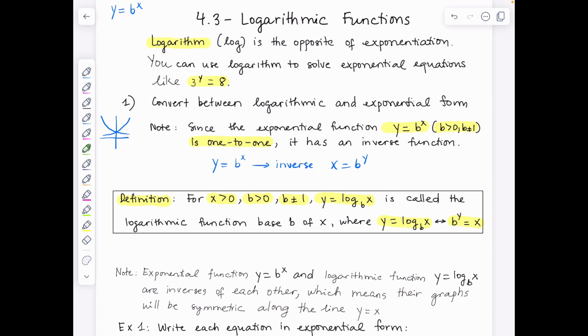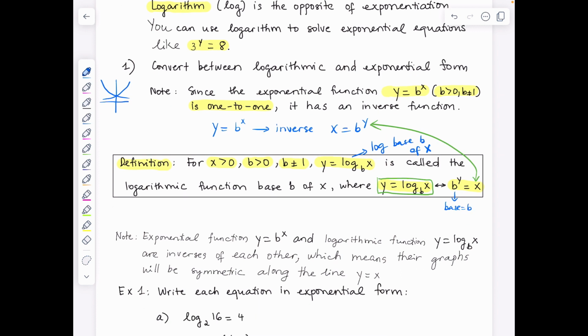So note here, b to the y equals x is the inverse function of the exponential function y equals b to the x, as we just mentioned. And we're saying that this function is equivalent to this log function y equals log base b of x. You would read this as log base b of x. Notice that in this exponential function, the base here is also b.